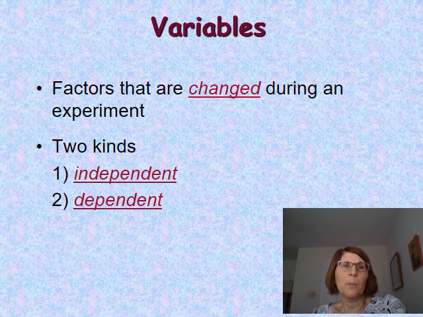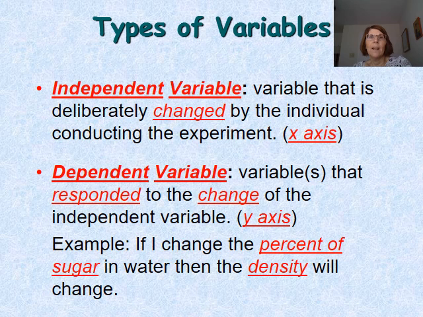So let's go back to our variables. We have our 2 kinds: independent, what I changed, and dependent, what changed because of what I did. Your independent variable is what I changed. If we were going to graph it, it would be on the x-axis, so that's straight across. And the dependent variable is what changed because of what I did, so it's up and down. So let's say I change percent sugar in water, then the density would change. The percent of sugar would go on the x-axis across, and then the y-axis would have the dependent variable.